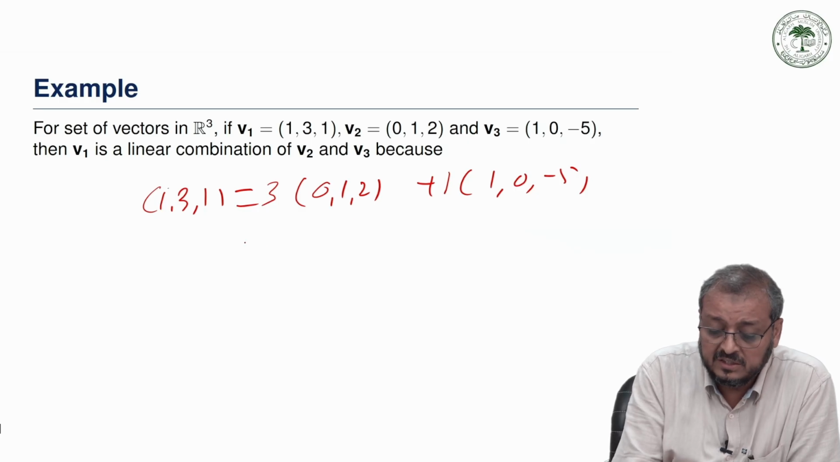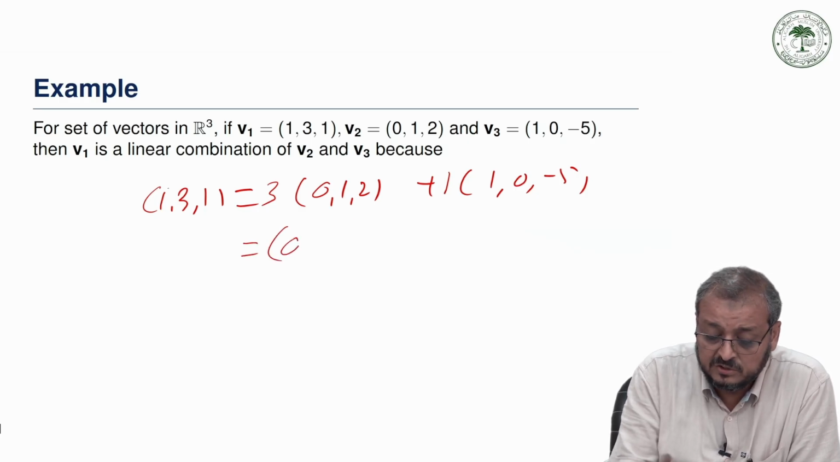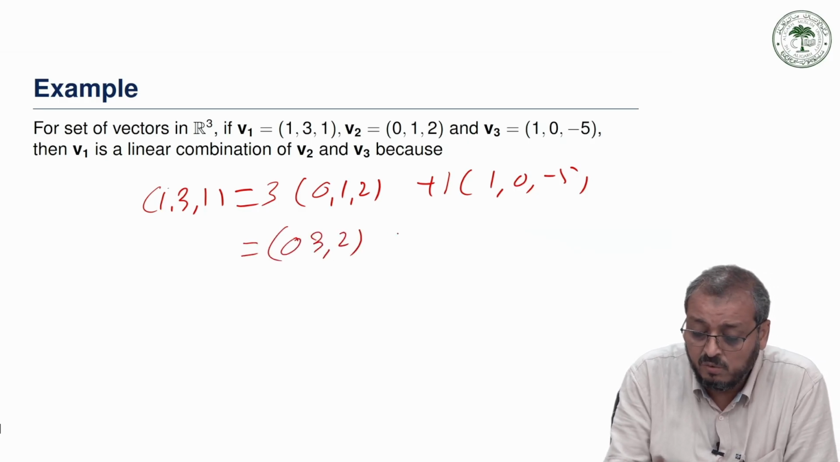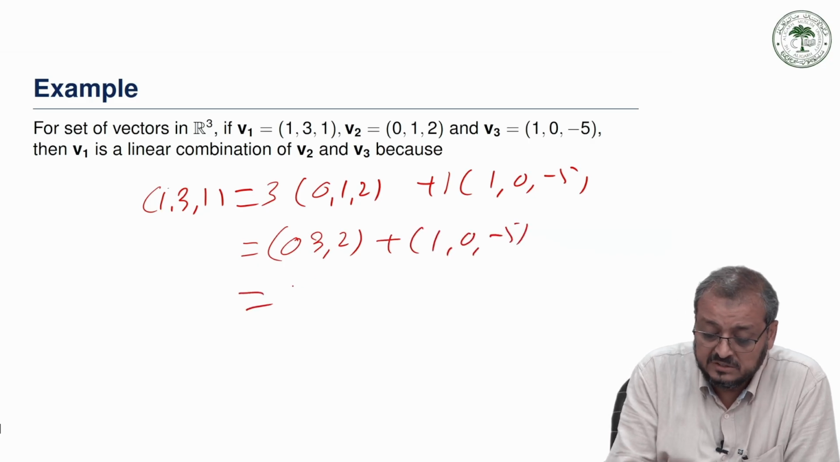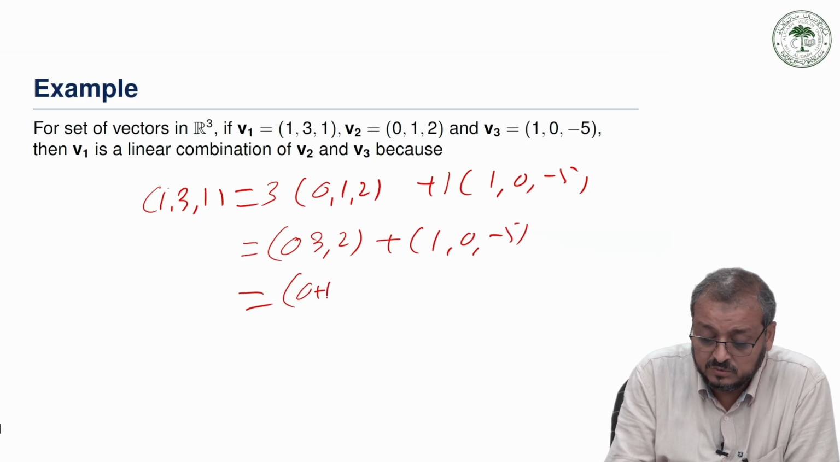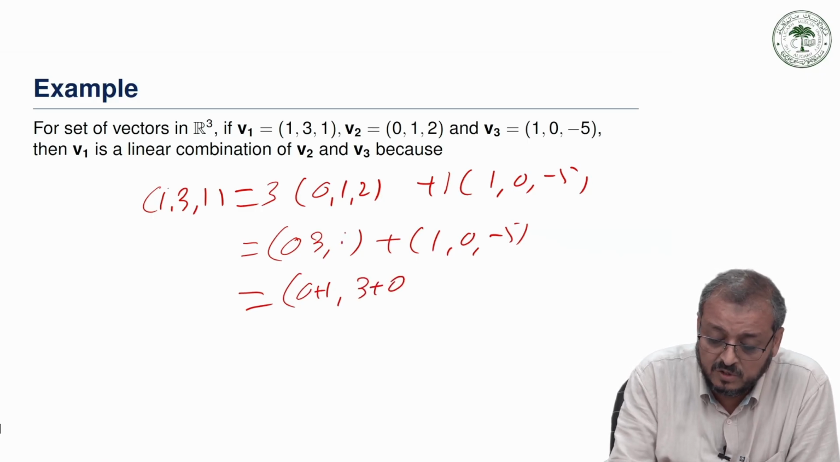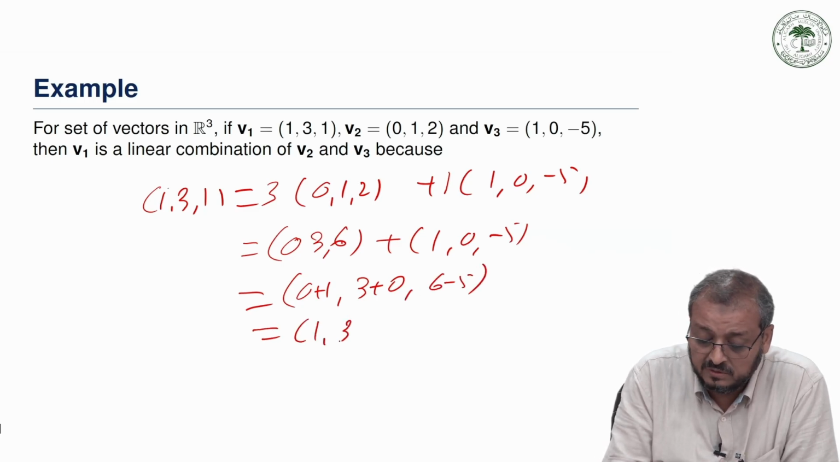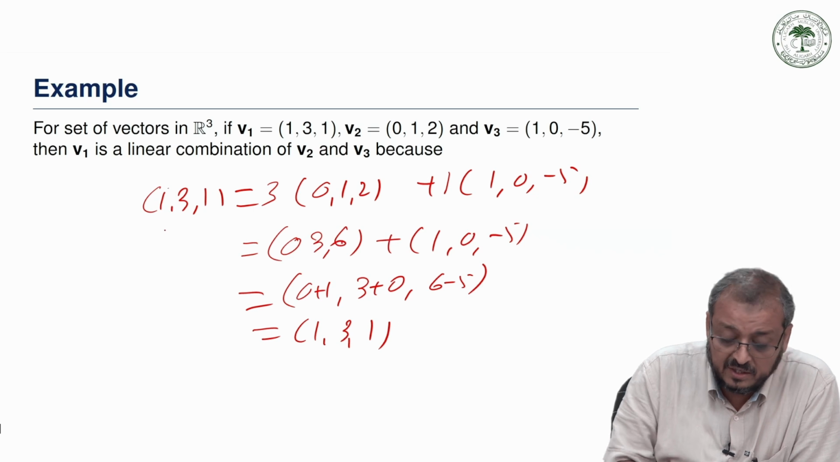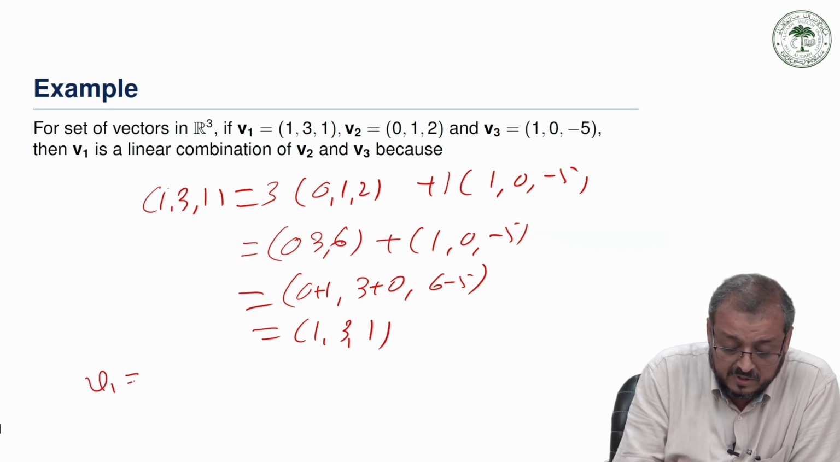This is nothing but (0, 3, 6) plus (1, 0, minus 5), and this can be written as (0 plus 1, 3 plus 0, 6 minus 5), which is nothing but (1, 3, 1). So we can say that v1 can be written as 3 times v2 plus v3.